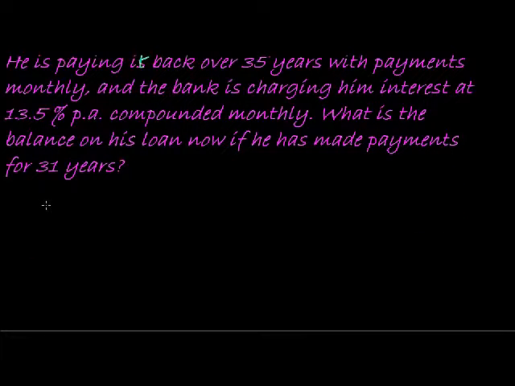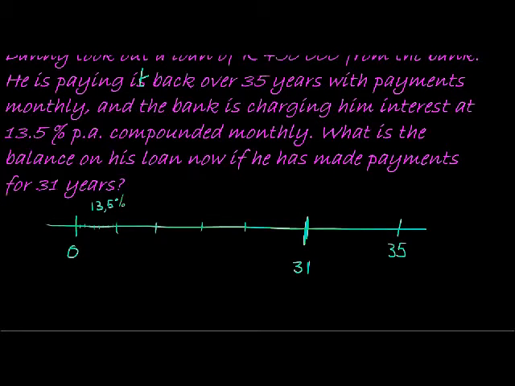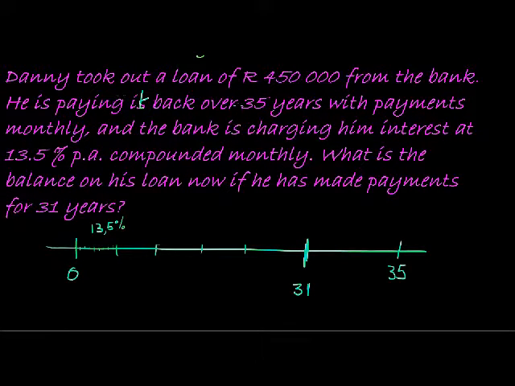Okay, so again, let's do our timeline. Here we go from 0 to 35 years. Okay, so here we have the years in between, and we are here somewhere at 31. Okay, and what's important is that we make monthly payments. So put in as much information as you can on this timeline. 13.5% per annum. Okay, do we know what his amount is that he's paying back? Let's see. Do we know? No, we don't know what the amount is that he is paying back.